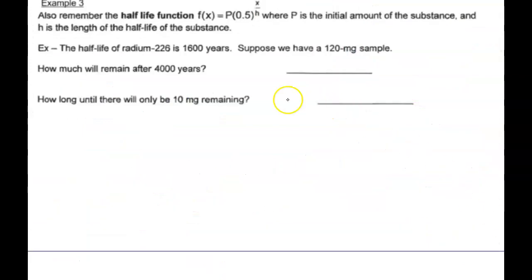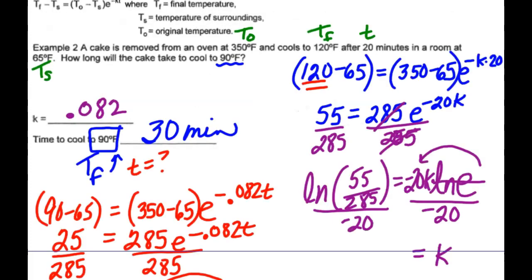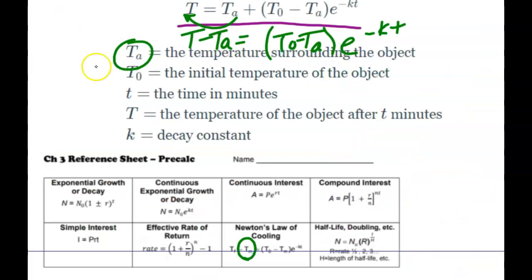The next thing we need to talk about is half-life and double angle, double angle. Oh, I'm going to teach you trig in the middle of the lesson today, okay? No, half-life and doubling time questions. On your sheet, right here, does everybody see this one on your little half sheet? Okay.